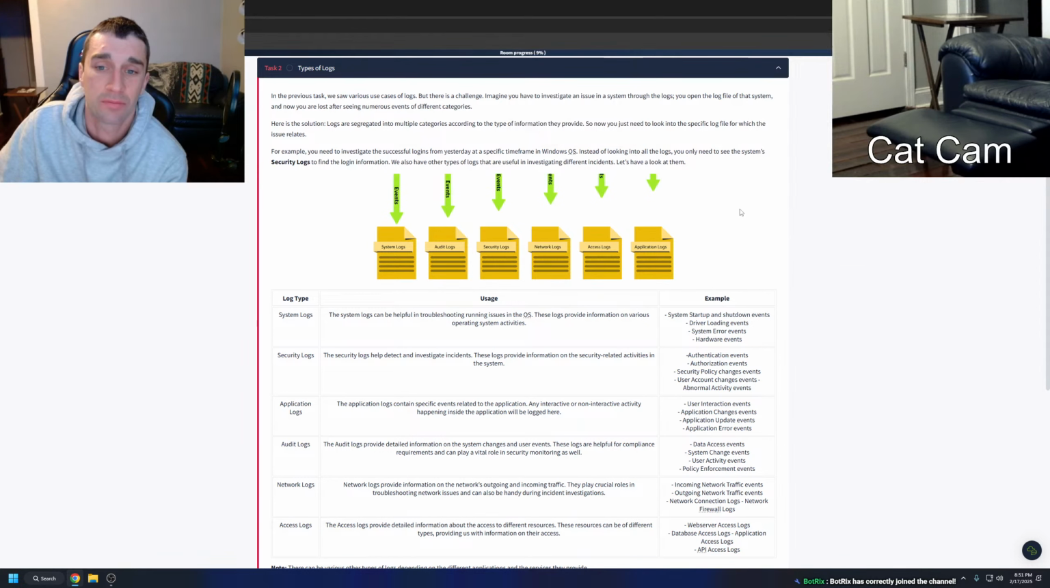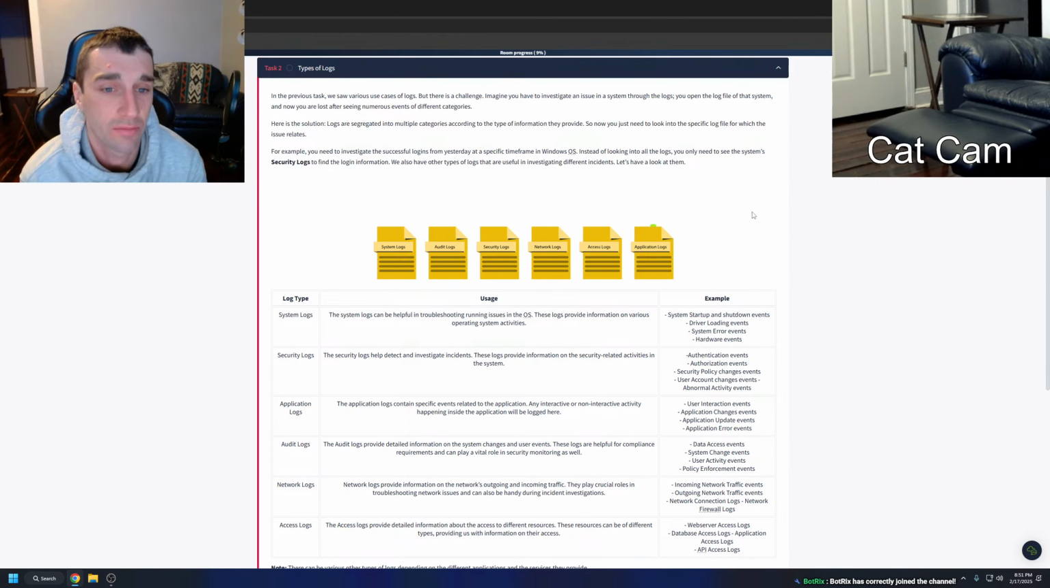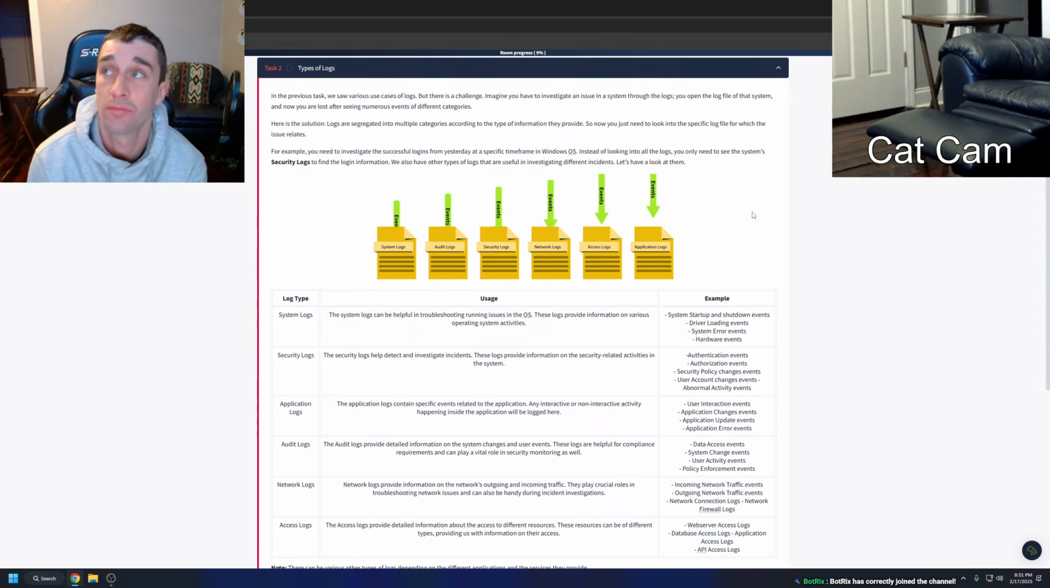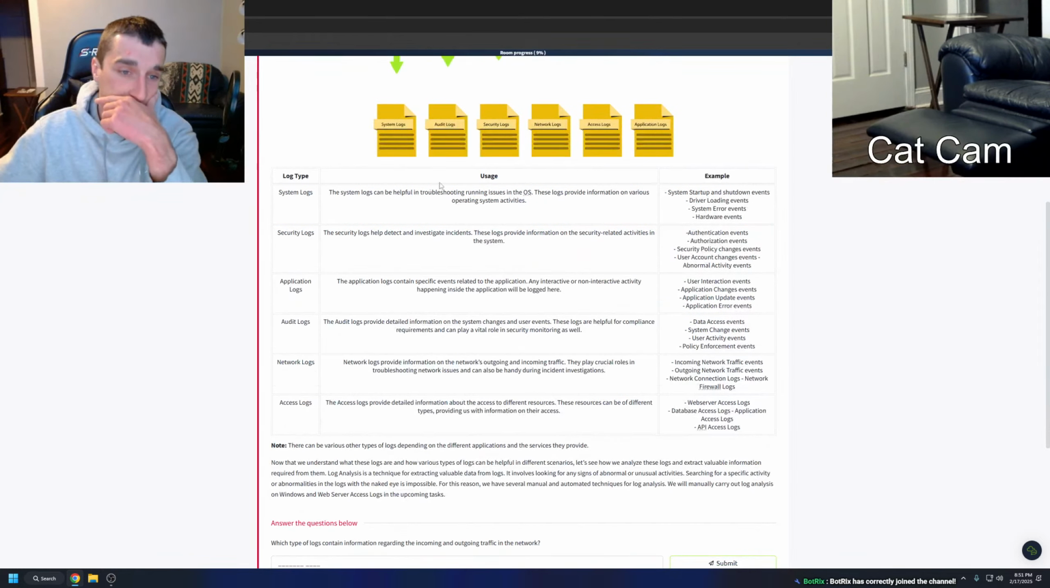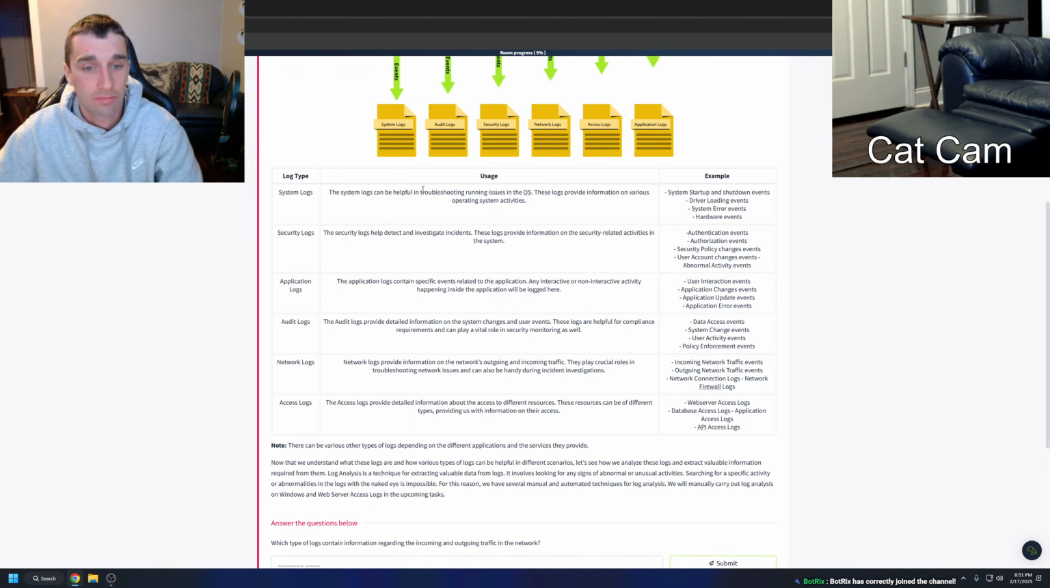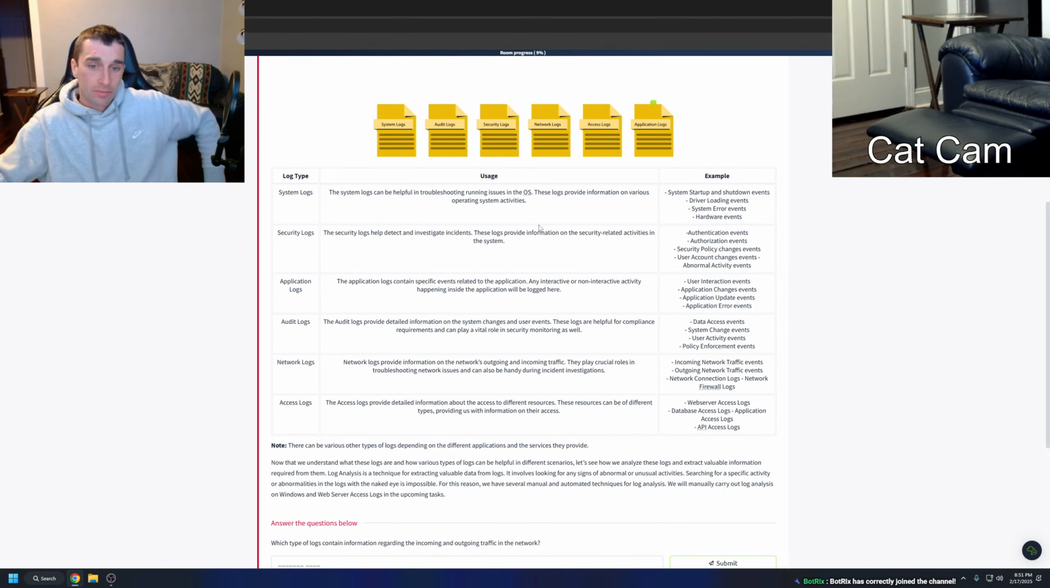We also have other types of logs that are useful in investigating different incidents. Let's have a look at them. Log type usage example: system logs. The system logs can be helpful in troubleshooting running issues in the OS. These logs provide information on various operating system activities: system startup and shutdown events, driver loading events, system error events, hardware events.